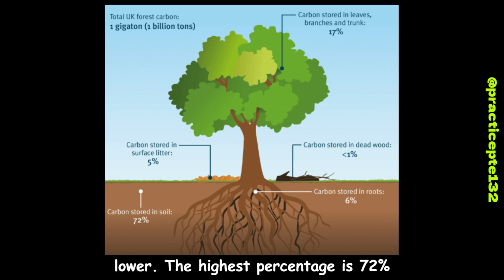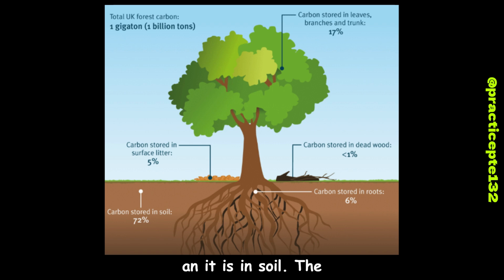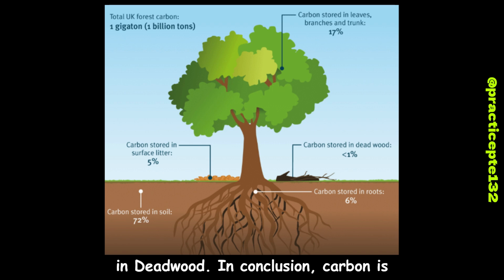The highest percentage is 72%, and it is in soil. The lowest one is less than 1%, and it is in dead wood. In conclusion, carbon is mainly stored in soil.